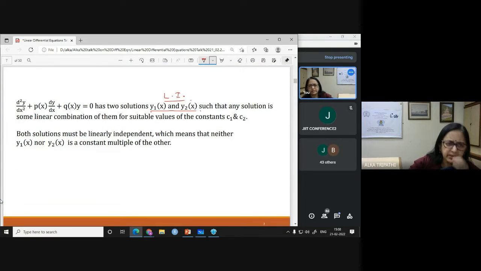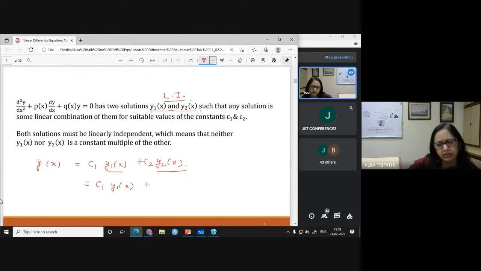The reason is, since it is a second order equation, in my general solution I should have two arbitrary constants. Suppose y1 and y2 are not linearly independent, then my solution, I am writing in this form, c1 y1(x) plus c2 y2(x). But since y1 and y2 are linearly dependent, I can represent y2 as some multiple of y1. So let me write c1 y1(x) plus some value, say c3 y1(x), which is nothing but I am getting only one arbitrary constant.